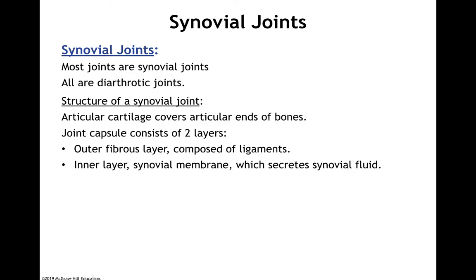It's made up of two layers. The outer is a fibrous layer composed of mostly ligaments. The inner layer is a synovial membrane, and cells within that synovial membrane secrete synovial fluid. So the potential space between two bones is filled with synovial fluid.